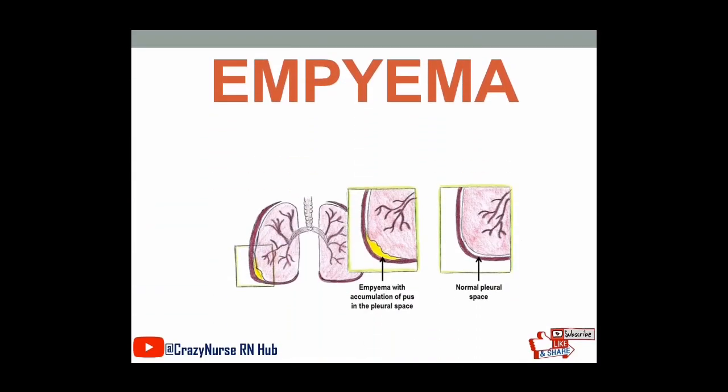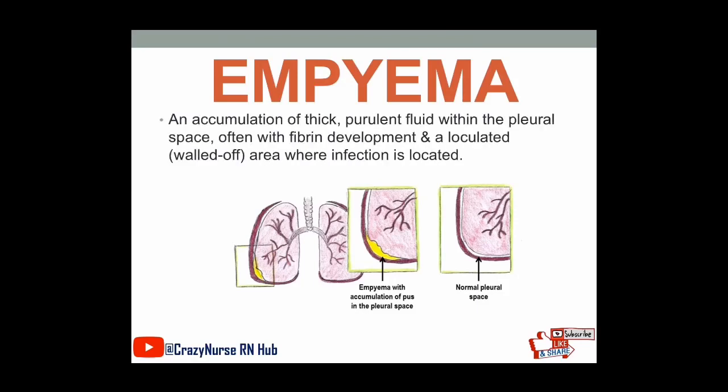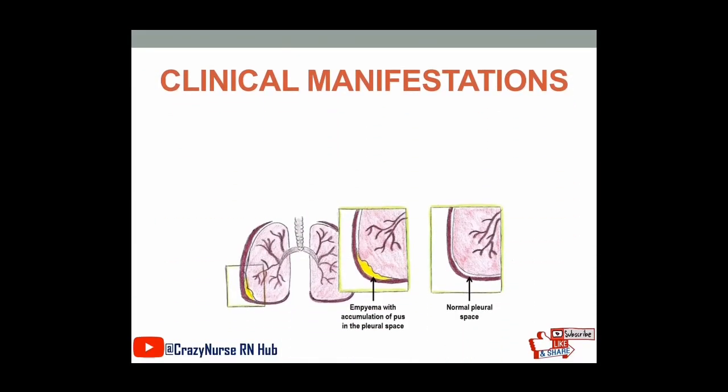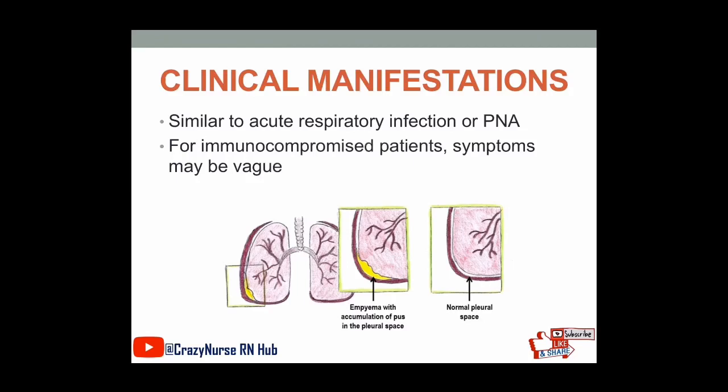Now let's discuss about empyema. It is an accumulation of thick, purulent fluid within the pleural space, often with fibrin development, and a loculated, walled-off area where infection is located. For the clinical manifestation, it is similar to acute respiratory infection or pneumonia. For immunocompromised patients, symptoms may be vague.